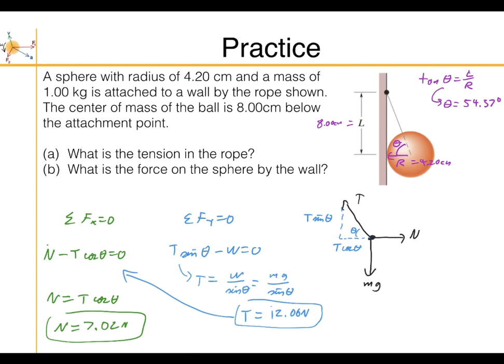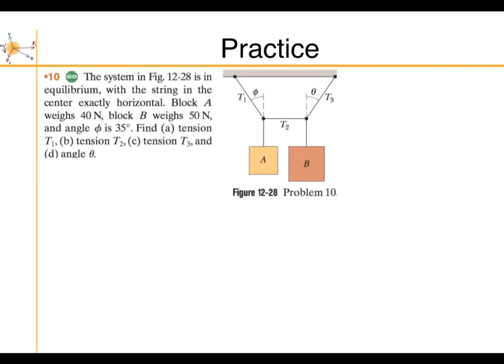So in this case, we could do it without doing any torques. This next one, from the textbook, has 2 blocks hanging. They're tied by 3 strings, and it says here it's in equilibrium, with the center string exactly horizontal. The weight of A is exactly 40 newtons. The weight of B is 50 newtons. And we have one of the angles, it's 35 degrees. It asks us to find the 3 tensions and the angle theta.